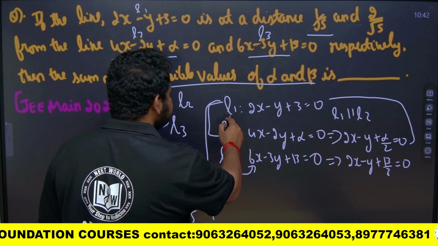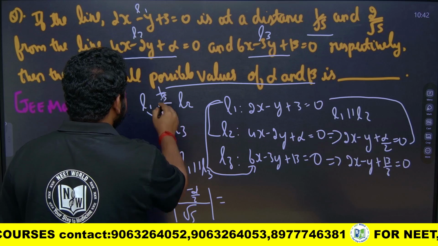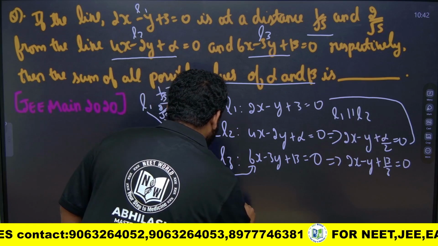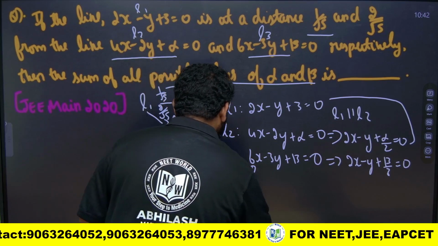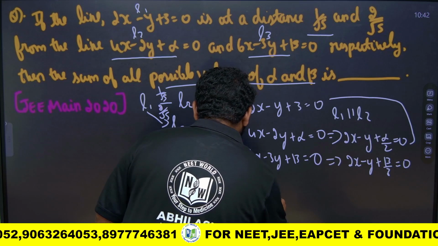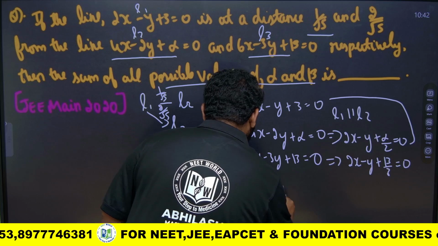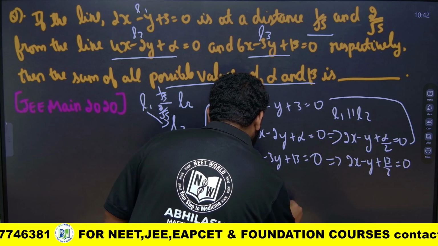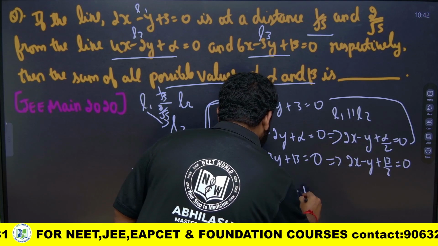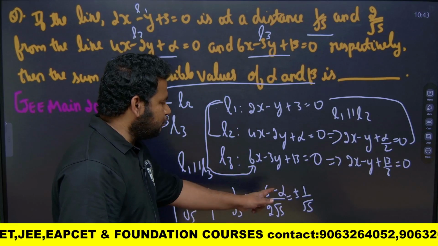This distance L1 L2 is given as 1 by root 5. So this will become equal to, 3 minus alpha by 2 will be equal to 1. This will be equal to 6 minus alpha by 2 root 5 is equal to, let me write it as plus or minus root 5, because I am removing the modulus sign, I definitely have to put plus or minus.